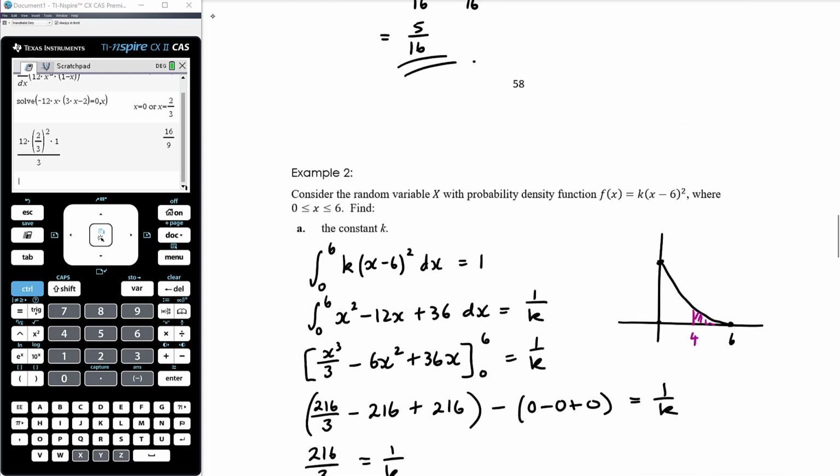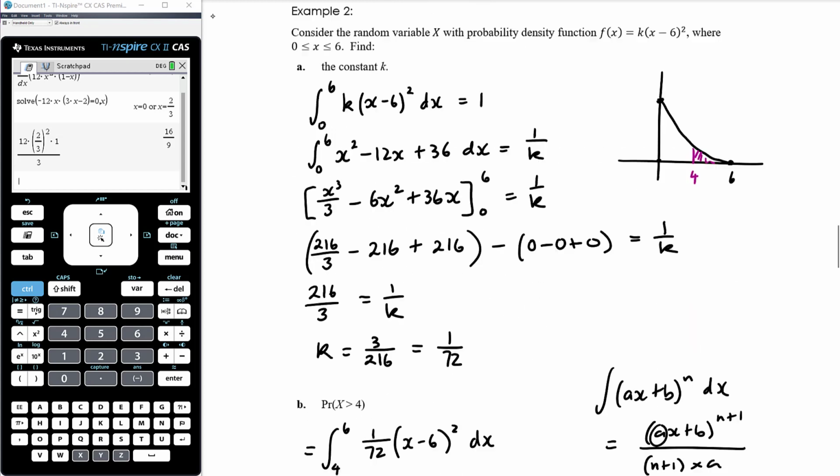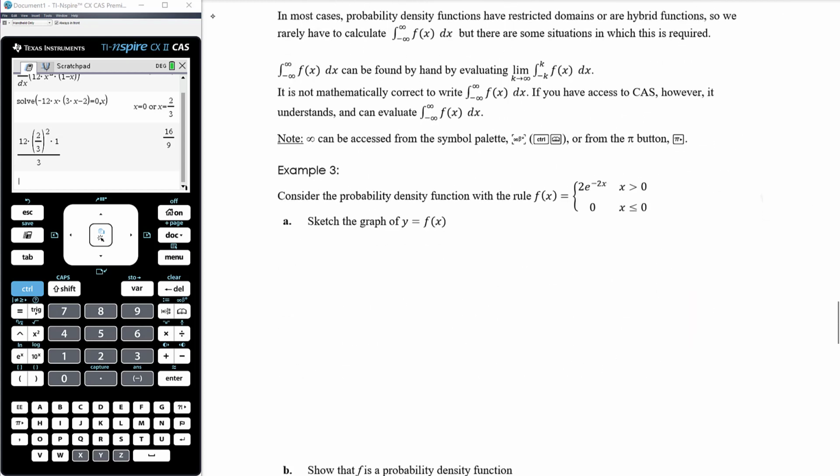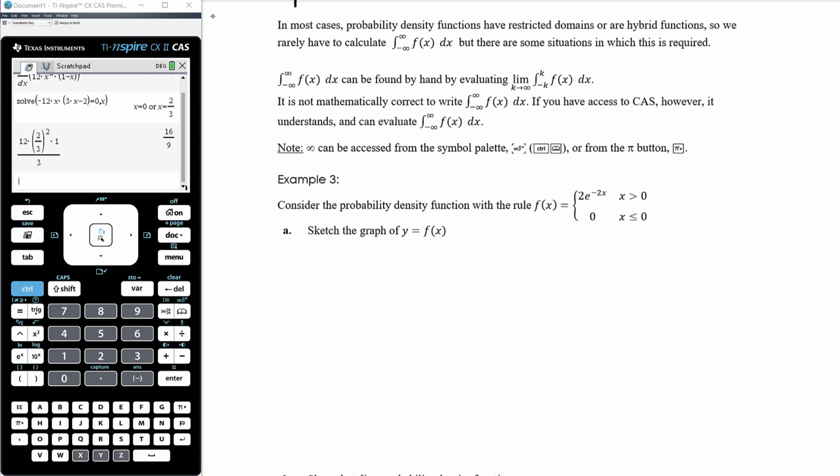So looking at my diagram, thinking about the shape of the PDF, it makes sense that that's quite a small probability because we're getting quite close to the x-axis there. Okay, so in most cases, as we've seen, probability density functions have restricted domains or are hybrid or piecewise functions. So we rarely have to actually calculate an integral from negative infinity to positive infinity. But there are some situations in which this is required, but wherever we can avoid it, we'll try to avoid it.